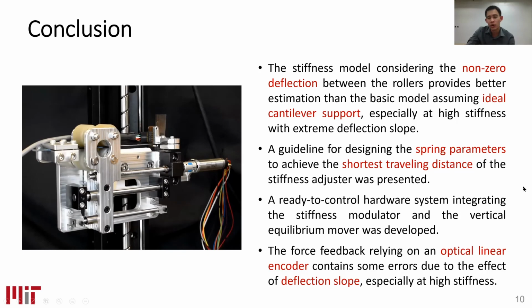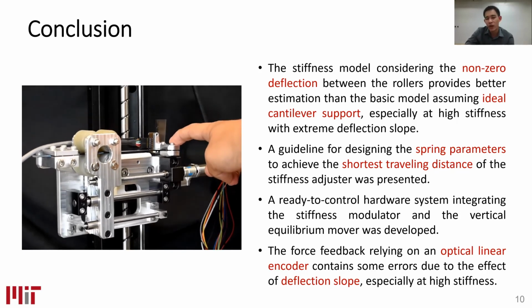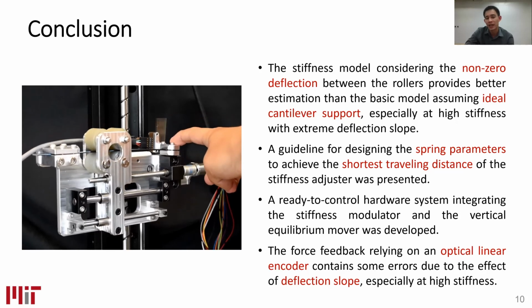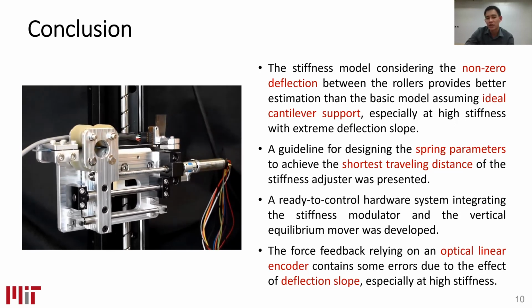The vertical position mover moves up and down, and the human performs interaction with the robot by applying the interaction force at the endpoint, and the stiffness modulator tries to change the stiffness to maintain the small deflection.